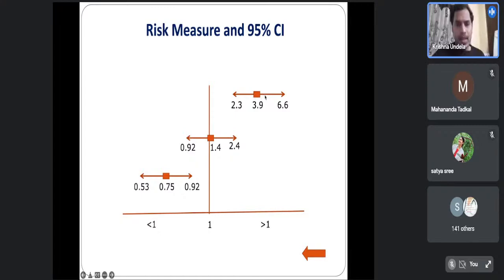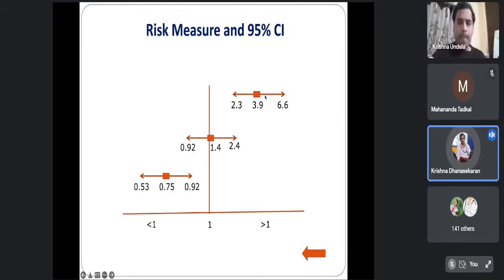So still anyone is having any confusion here? Anyone? Hello, sir. Anyone's having any confusion? Anyone? Yes, sir. How can we set that upper limit and lower limit, sir?